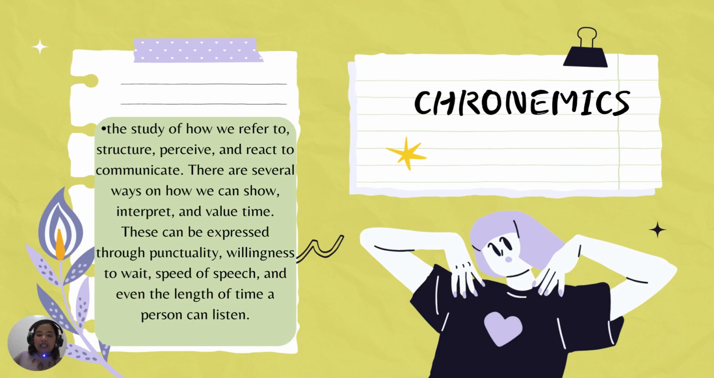Next one is chronemics. Chronemics is basically more of the use of time. This is a study of how we structure, perceive, and react to time in communication. There are several ways on how we can show, interpret, and value time. This can be expressed through punctuality, willingness to wait, speed of speech, and even the length of time a person can listen. So this is basically more of the speed of time.